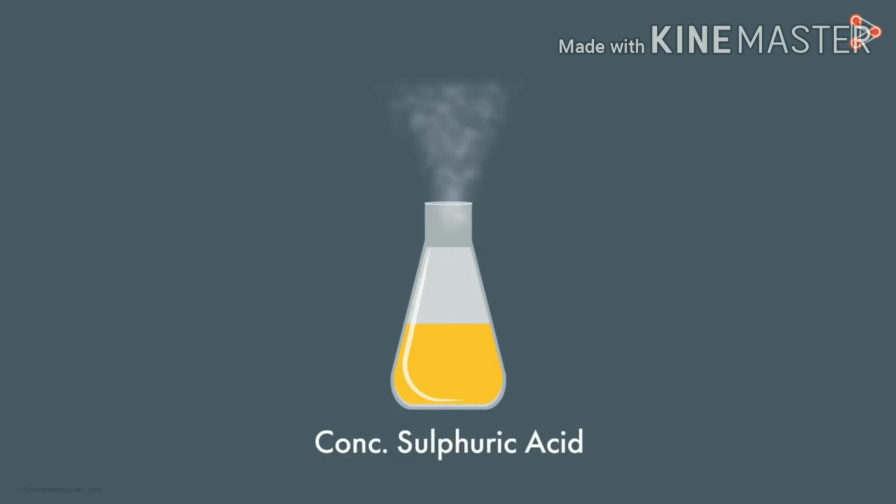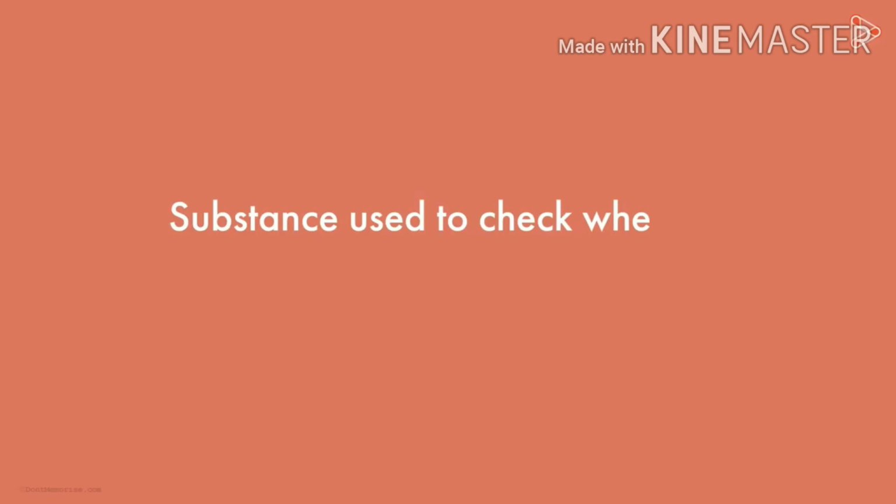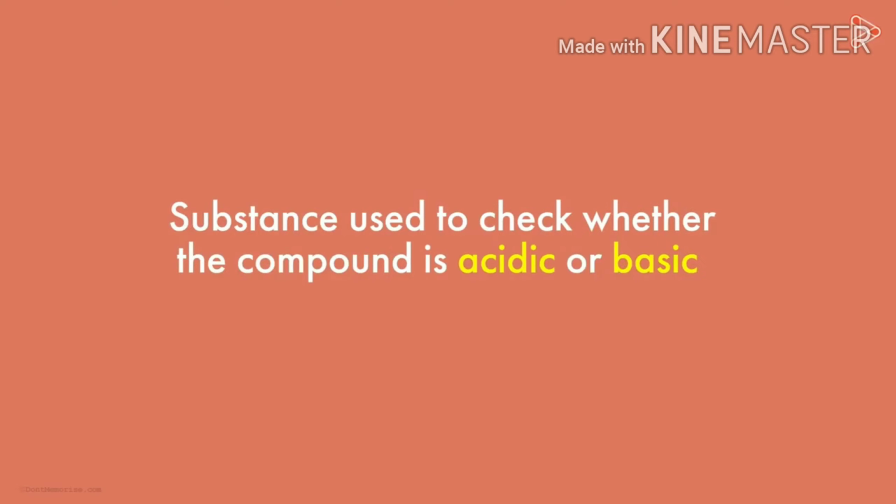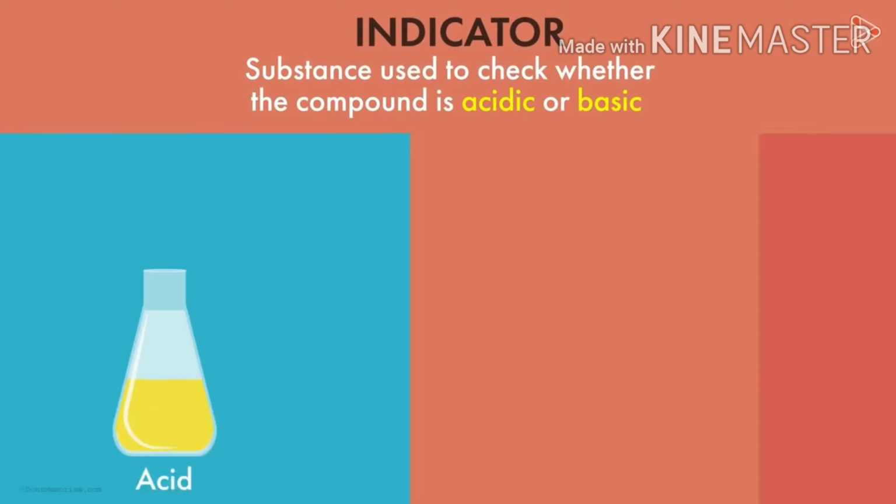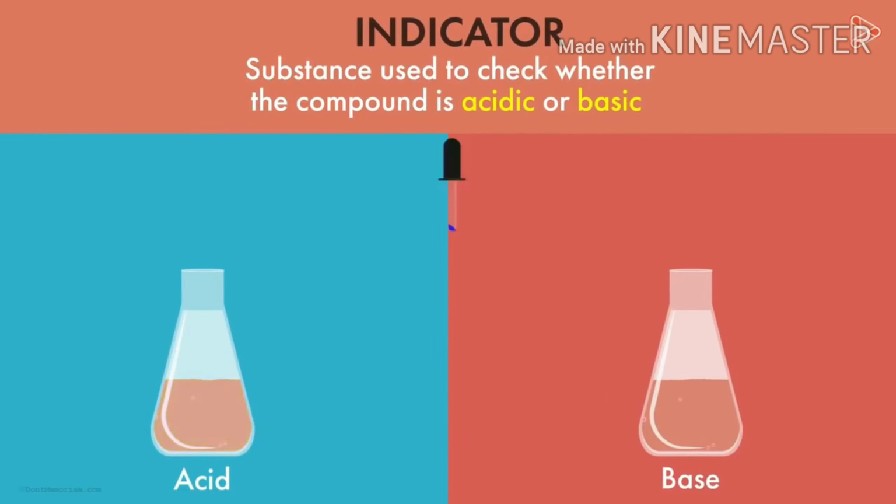The solution has to undergo a few tests. The substance used to check whether the compound is acidic or basic is called an indicator. The indicators indicate by changing their colors. Indicators, when added with acids or bases, show a change in color. That is how it becomes convenient for us to find out whether the compound is acidic or basic. I hope by now you must have understood what are acids, bases and salts.